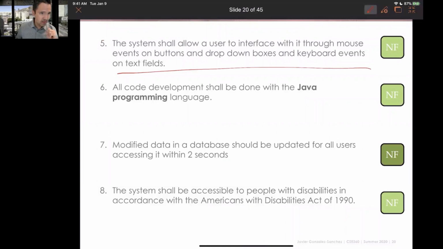Double check the 5 is not functional, but some people get confused about the mouse. If you read the 5 carefully, it's not asking for any particular functionality, service, behavior, or action to be programmed. It's just asking for the software to have a graphical user interface, to work in a graphical way. It's not going to be a console application. That is what it's describing. So non-functional, all of them.